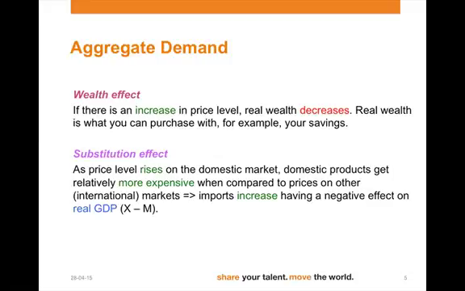There's also the substitution effect. If prices rise on the domestic market, that means that domestic products get more expensive relatively compared to prices on other international markets. That means consumers can import, which will have a negative effect on real GDP. As M increases, X minus M will decrease, which is a negative influence on aggregate demand.